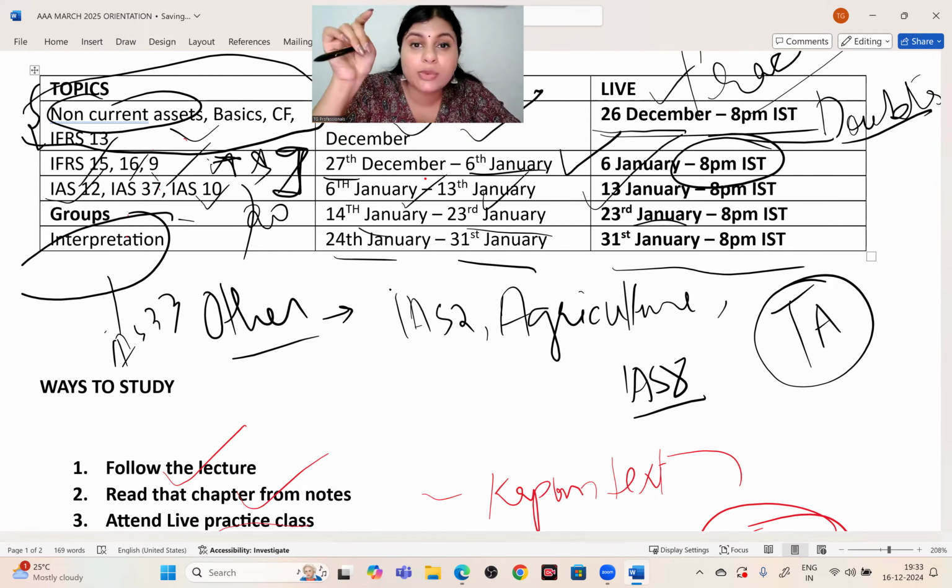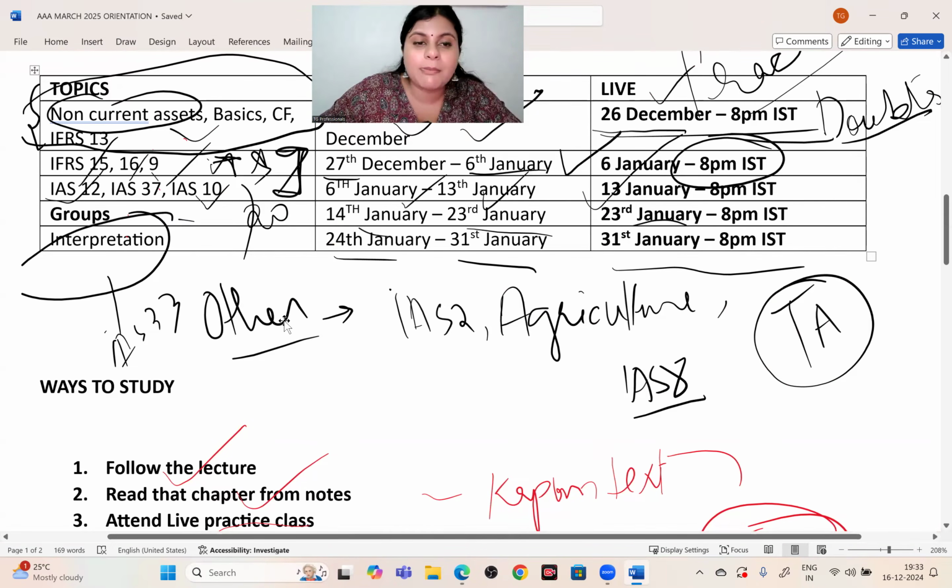5 assignments, 2 mocks. One is marked, another is debriefed. So this is what we have in the sessions: topic-wise, unit-wise assignments, and 2 full-fledged mocks. One is marked, another is only debriefed, not marked. So this is what we provide in the package of the premium batch.